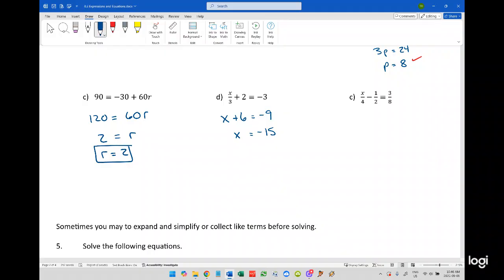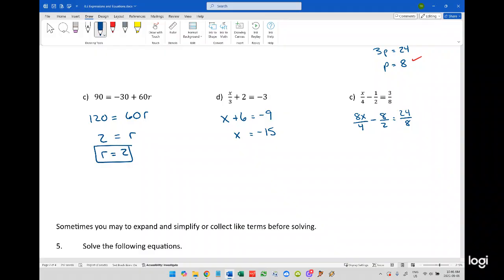So when I multiply the first one through by 8, and I'll do this in one extra step than I normally would, I'm going to get 8x over 4 minus 8 over 2 equals 3 times 8 is 24 over 8. So I've multiplied the tops of all 3 of those fractions by 8.